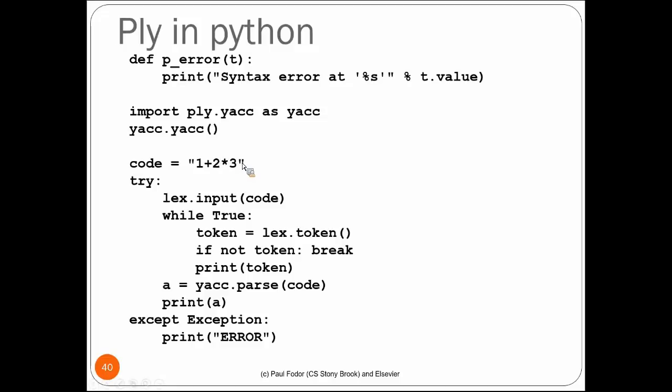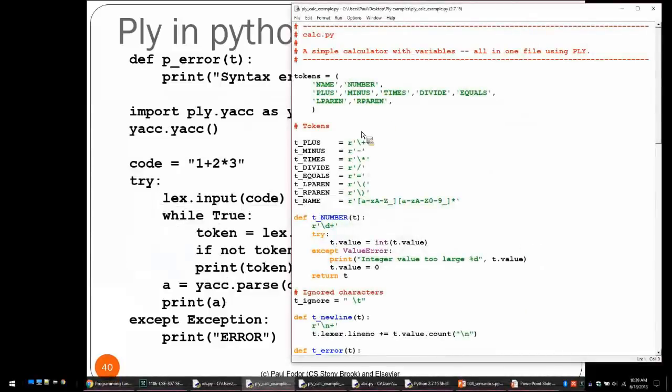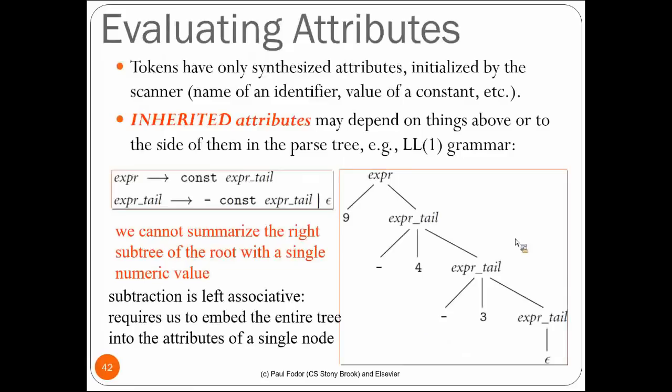If the code was 1 plus 2 multiplied with 3, we can actually parse the code to see the tokens. And this is a snippet of the code that, for every token, prints the token, the type and the value of that token. After which we parse the code using our grammar and we print the result. In our case, it will print 7. So let's see this code. This is the first example that I posted both in the homework and on.